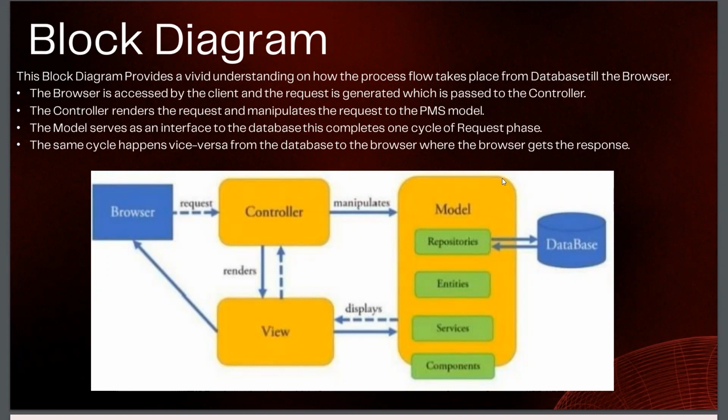So the PMS model consists of four different sub phases, that is repositories, entities, services, and components. So this serves as an interface to the database and this completes one cycle of the request phase. The same cycle happens vice versa from the database to the browser where the browser gets the response.